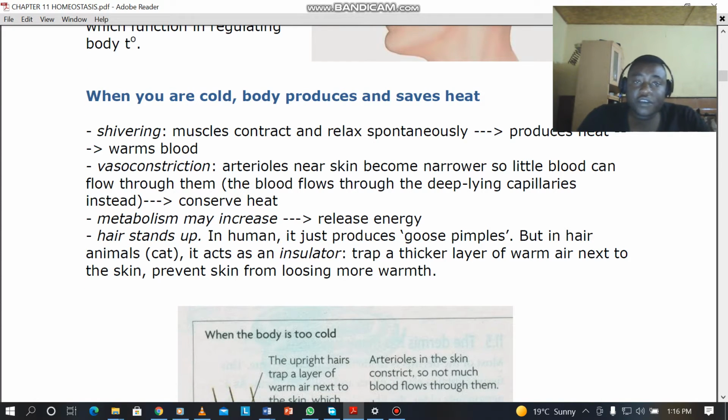When you shiver, your muscles contract and then they relax continuously to produce heat. And this keeps you warm. Another process is called vasoconstriction. Vasoconstriction happens in our arterioles. Because our bodies are now cold, your body will maintain heat by limiting the amount of blood that flows through your arteries at the surface of your skin.